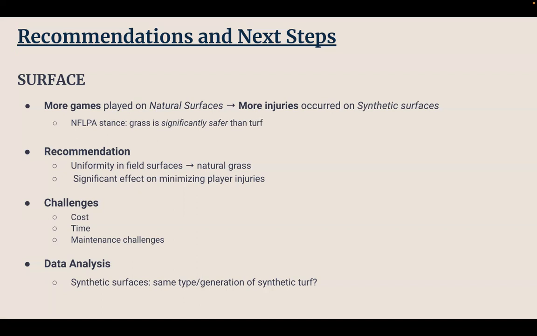And for data analysis, I would recommend that to focus more on synthetic surfaces, I would like to collect more data on specific types of synthetic surfaces. So are they the same type? Are they the same, like what generation of synthetic turf are they? I would be curious to know if different types have a different effect on player injuries. If one is worse than others, then maybe we would not have to get rid of all of the synthetic fields, only select types that are producing negative results. So this could also save us some money and time.